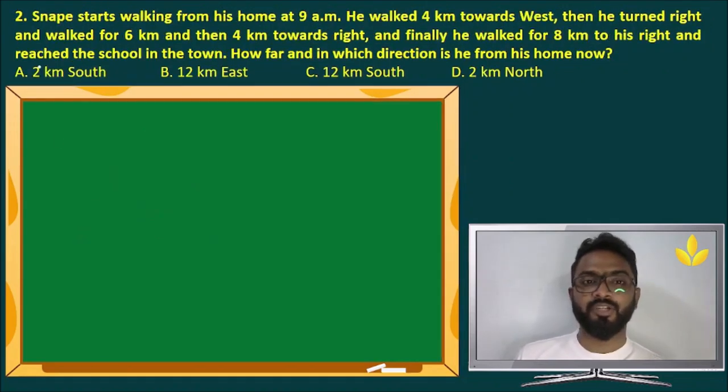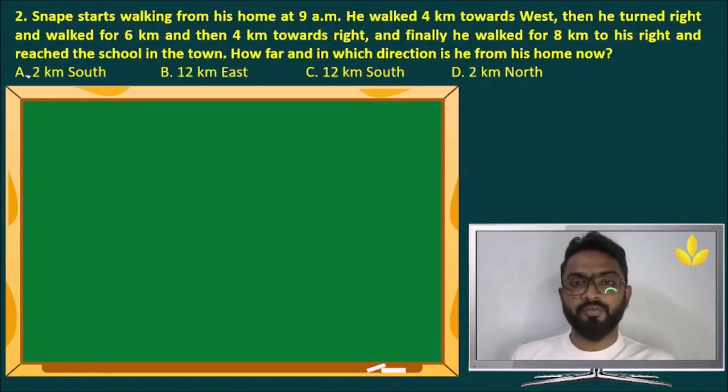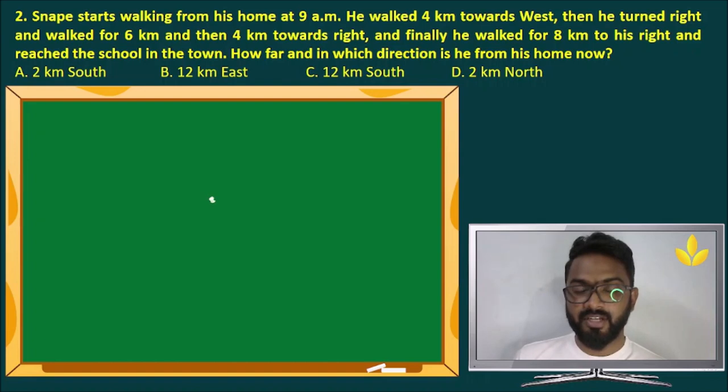Let's move on. Question number 2. Snape starts walking from his home at 9 a.m. That is in the morning. He walked 4 kilometers towards west. They have literally mentioned the direction, so we can't do anything about it. We have 4 kilometers in the west.